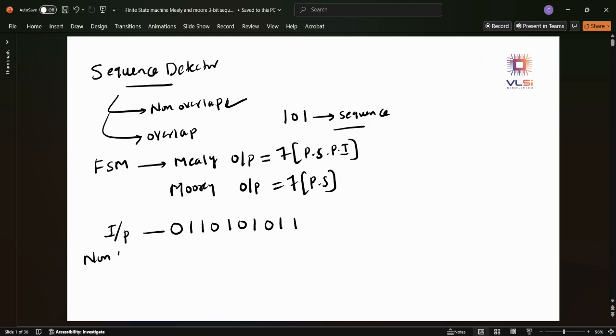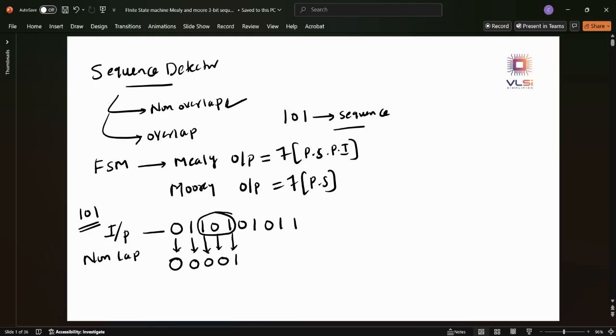Non-overlapping means here I'm searching for the sequence 101. If it is 0, I'm not getting any sequence, so the output is 0. Then 0 1, the output is 0. If it is 1, the output is still 0. Next, when it is 0, the machine is searching for 10. You got the second part of the sequence but not the complete sequence, so the output is 0. Here you get the 1, so you got the sequence 101.